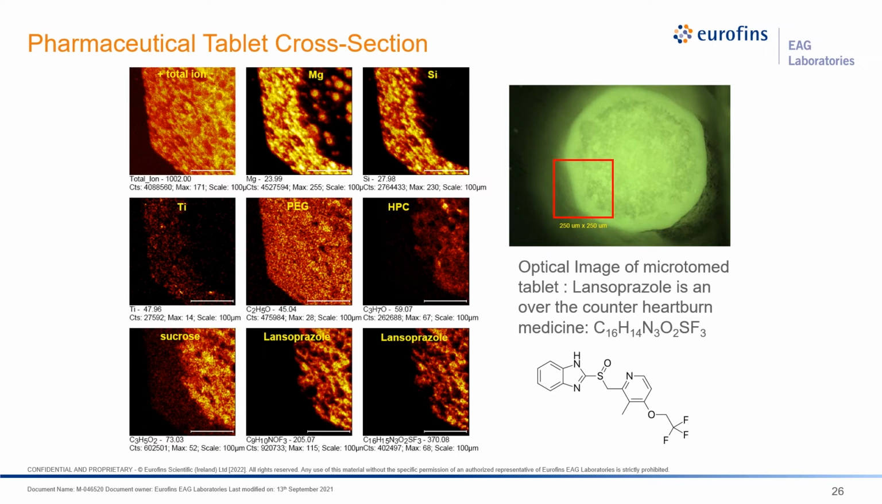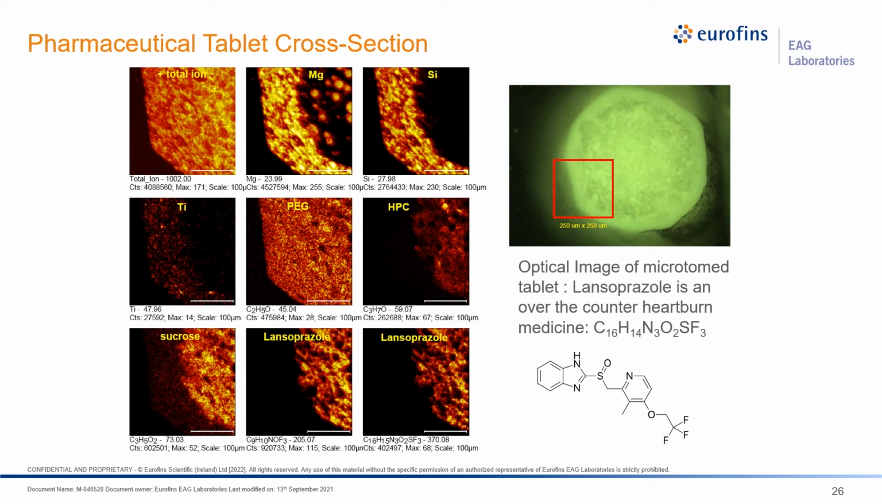Titanium's probably a pigment. Some polyethylene glycol, often present as a lubricant, hydroxypropyl cellulose, present generally to bulk up the material and for some stability, sucrose, same reason, and then the lansoprazole, we see very specifically two peaks here from mass 370, which is this plus a hydrogen, and mass 205, which I think is a cleave in the molecule right here. So we can identify these quite nicely and show that the lansoprazole is in the internal part of the drug capsule, and there's a coating around the surface.